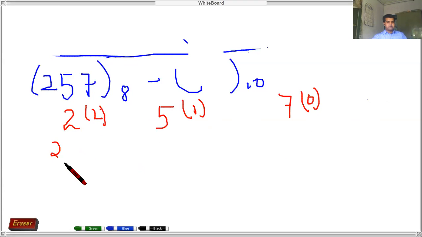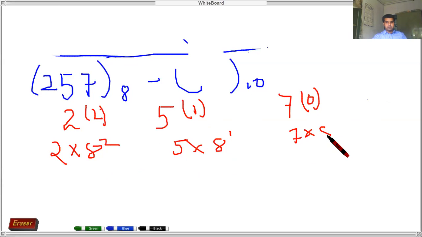So now this becomes 2 into 8 square. This becomes 5 into 8 to the power 1. This becomes 7 into 8 to the power 0. Plus sign in the middle. Okay, 8 square means? What is 8 square? 64. Sir, 8 into 8. Okay, so 8 square means 64.